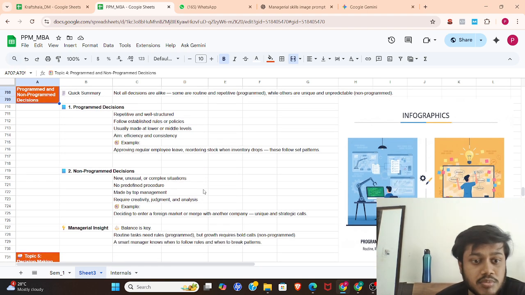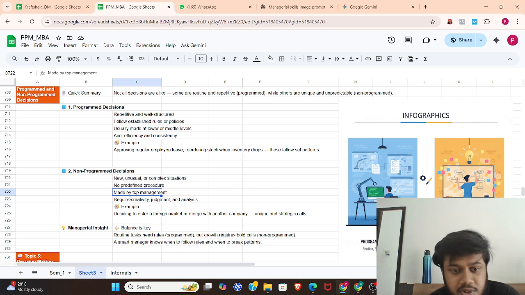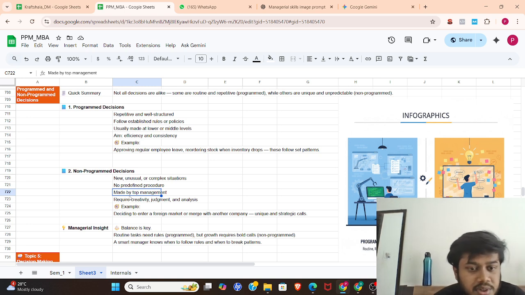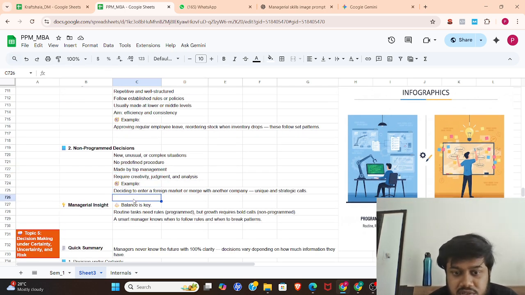Whereas now moving to non-programmed decisions, it is like vice versa to it. New, unusual, or complex situations come into play. So here, no predefined procedure is mentioned. So top level management comes into play and takes decisions and actions based on that. So that comes under non-programmed decisions. Example, deciding to enter a foreign market or merge with another company. Unique and strategic decisions come under that.